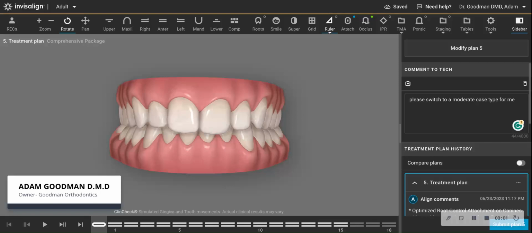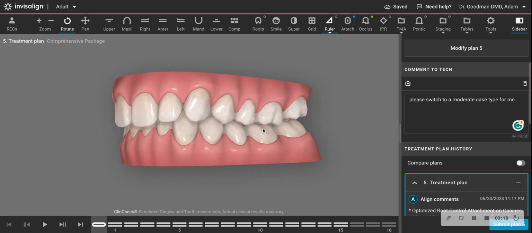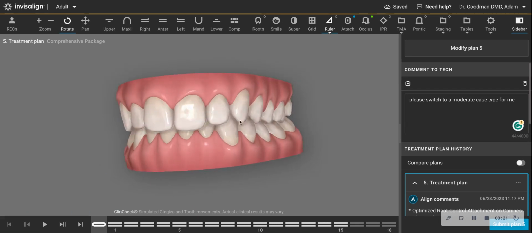Hello, I came across a case that I'm about to do a clincheck for, and it's a common mistake I see made in the clincheck that is provided by Invisalign, and something I think that inexperienced Invisalign providers have to really look out for. So we have a case here that's class 1 on the left side.